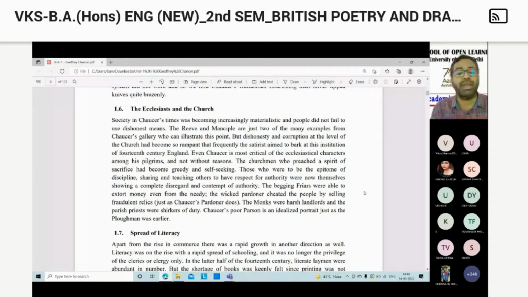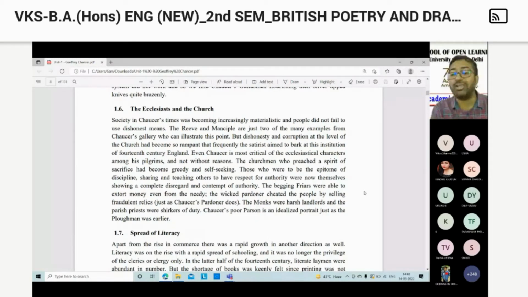Society in Chaucer's times was becoming increasingly materialistic, and people did not fail to use dishonest means. So even if these people were religious and tried to preach the idea of virtue and religion, it was seen that they were the most corrupt people of those times. The Reeve and the Manciple are just two of the many examples in Chaucer's gallery that can illustrate the point.